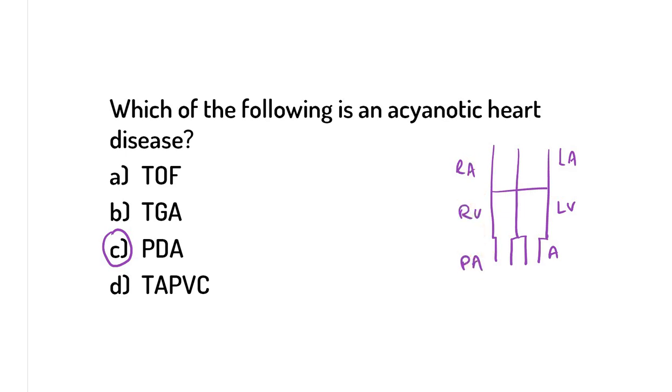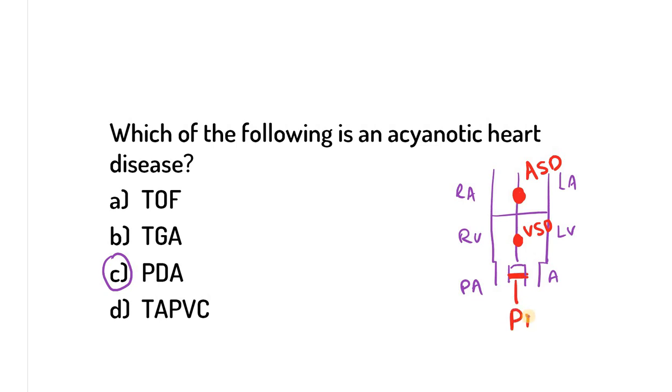You can have some communication, which is what the acyanotic heart diseases are. For example, what is this communication? Yes, it could be atrial septal defect, because it's a defect between the two atria, in the atrial septum. What could this be? This could be VSD, ventricular septal defect. Then there could be a communication between the aorta and the pulmonary artery like this. That is called PDA, patent ductus arteriosus. So these are examples of acyanotic heart defects. Tetralogy of Fallot, TGA, that is transposition of great arteries, and TAPVC, total anomalous pulmonary venous connection, are all examples of cyanotic heart disease. You should know the names of acyanotic and cyanotic heart diseases, very, very important for your exams.